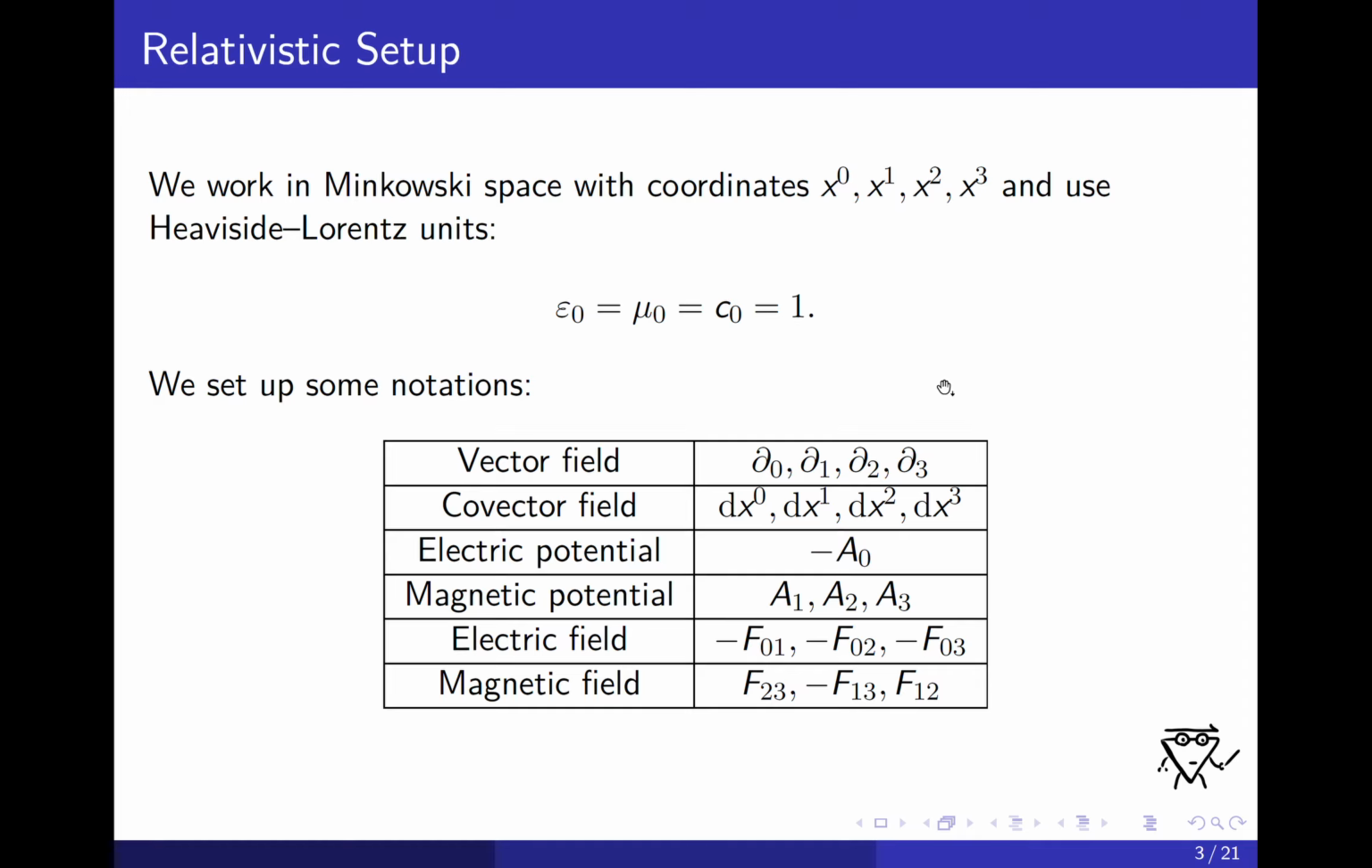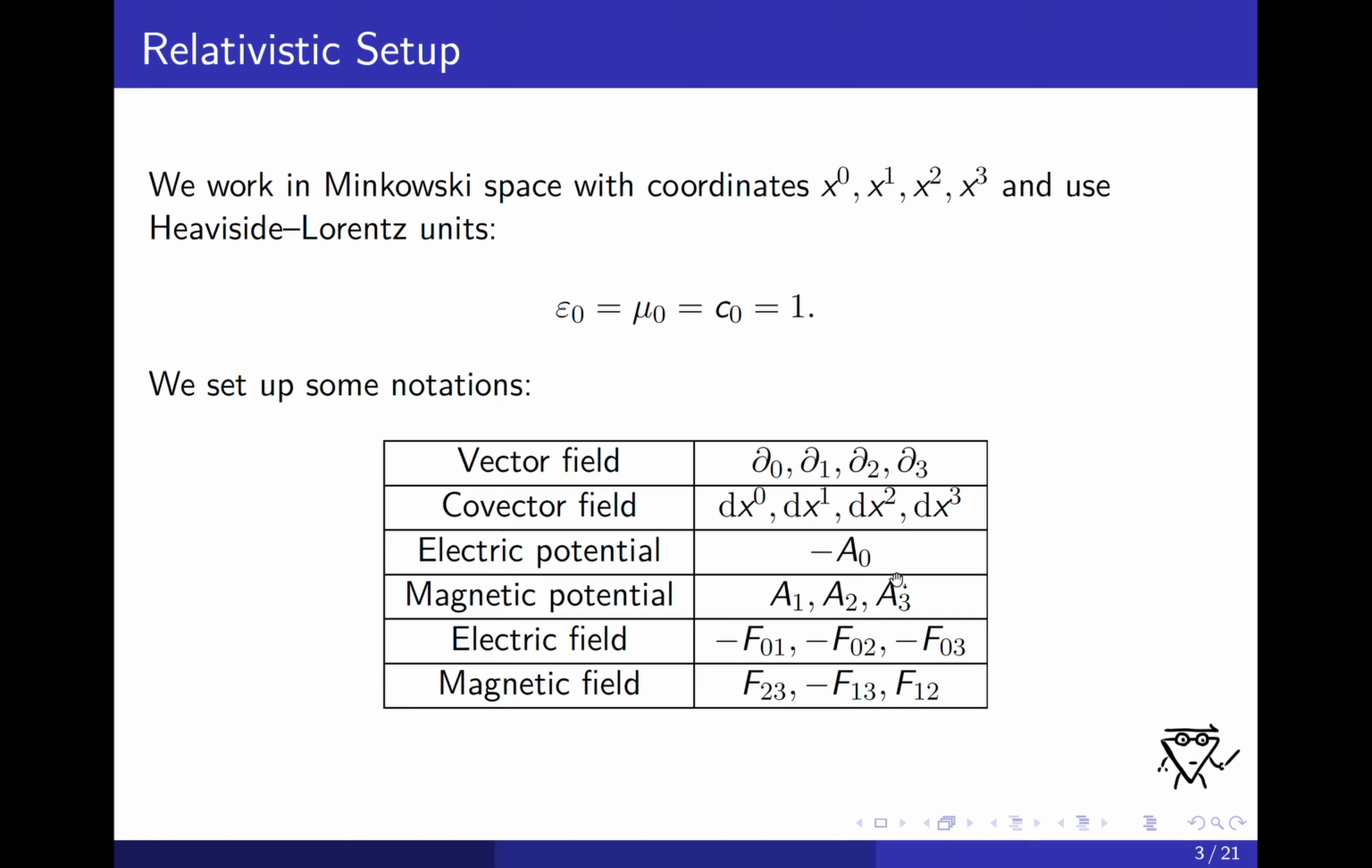Similarly, we can define covector fields, and there is a pairing. For example, dx0 paired with partial 0 is equal to 1. dx0 paired with partial 1 is equal to 0. And we can even introduce a multilinear pairing. For example, we can pair dx0 wedge dx1 with partial 0, partial 1. This will give you 1. But if you pair in the reverse order, that is, with partial 1, partial 0, then you get negative 1.